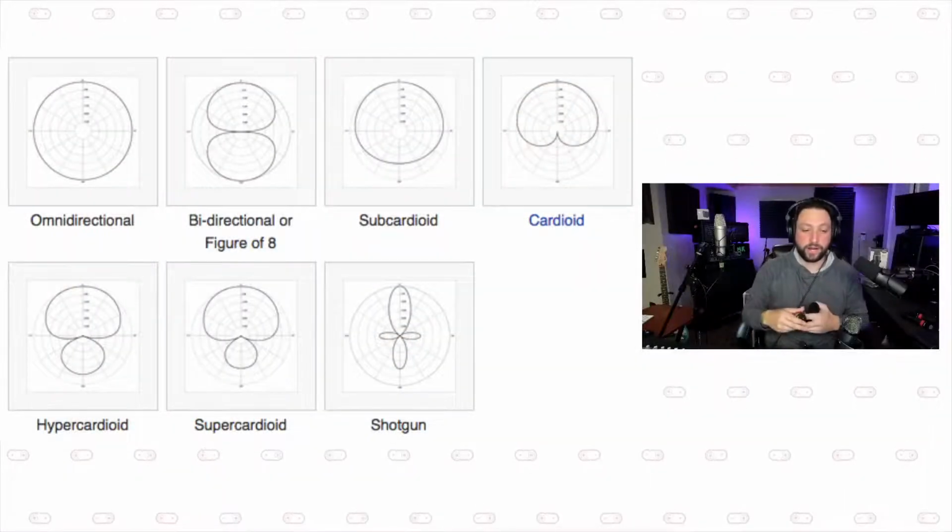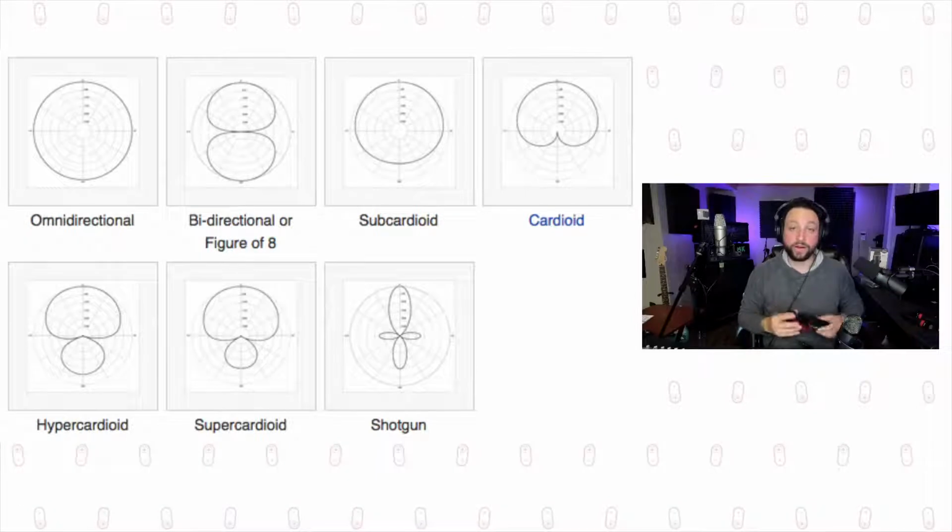If I didn't want any microphones in frame, something like this would probably hang about there, and it would be directed at my voice. It's not going to pick up what's happening over here so much, and it's not going to pick up what's happening over here so much. So that's what a shotgun pattern does on the mic.